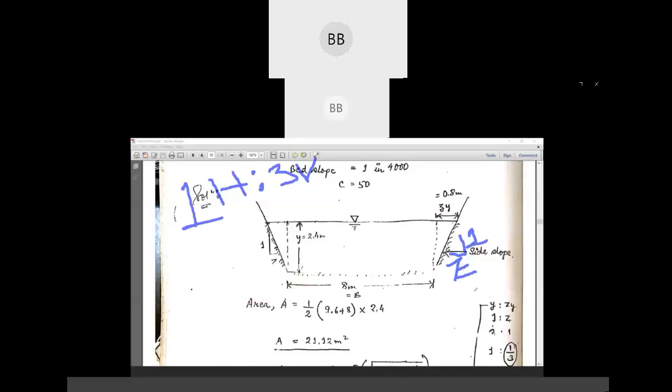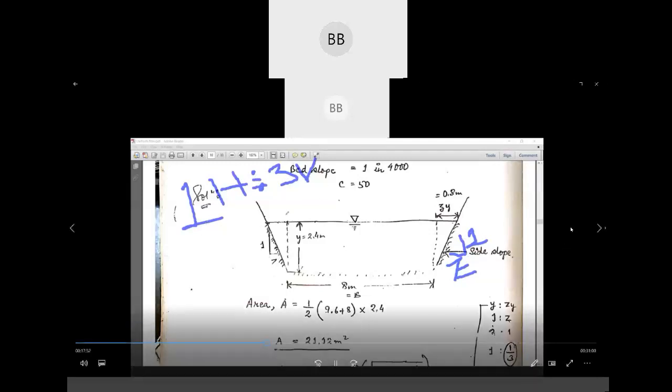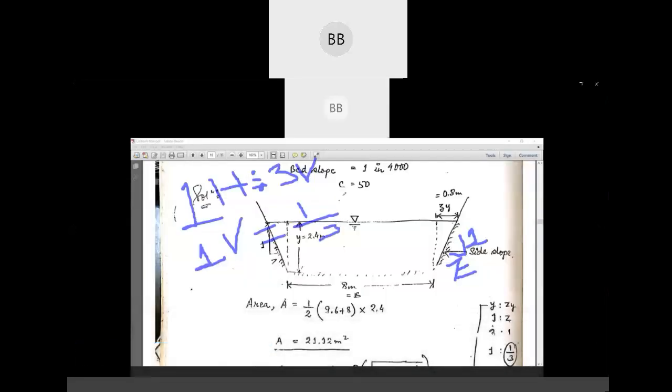So to find out z, we need to find out for one vertical how much will be the z. Okay, from this equation, what is given is one horizontal is to three vertical, or you can write that one horizontal is equal to three vertical. But here we are going to do this the reverse way. Okay, if three vertical is equal to one horizontal, then one vertical will be 1 by 3 horizontal. Okay?